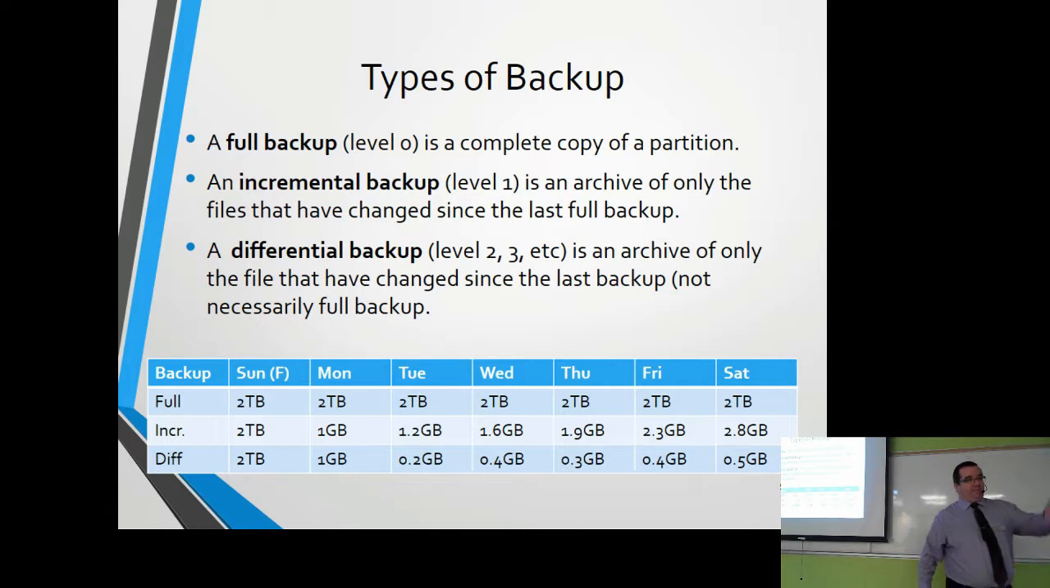here are the types of backups. I'm trying to explain that with a little more information. A full backup, which is known as a level zero, is a complete backup of the database partition or the database itself. So as an example, a full backup is 2 terabytes. If you did a full backup all week, you'd be doing a 2 terabyte backup every single day all week. 2 times 7 is 14. So your database backup for a week would occupy 14 terabytes.